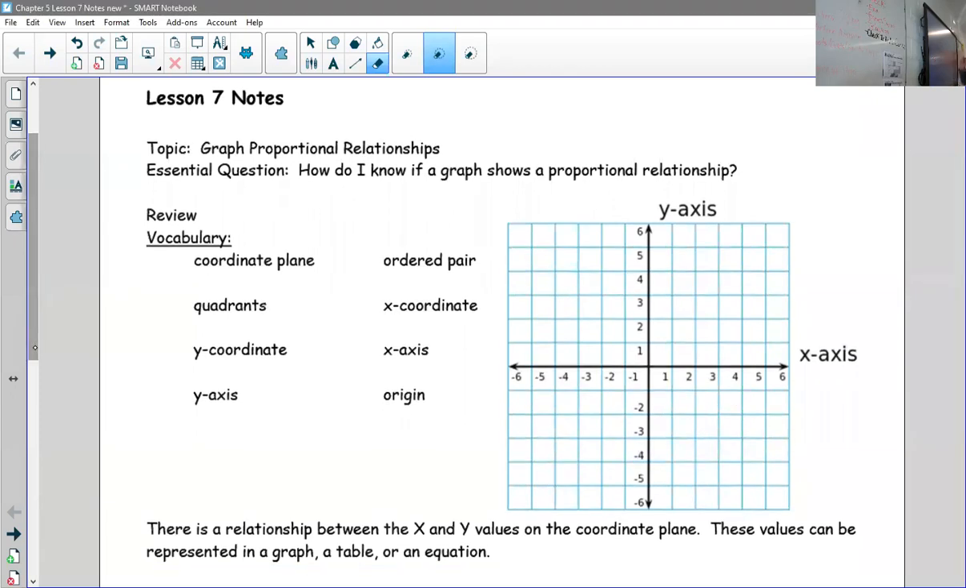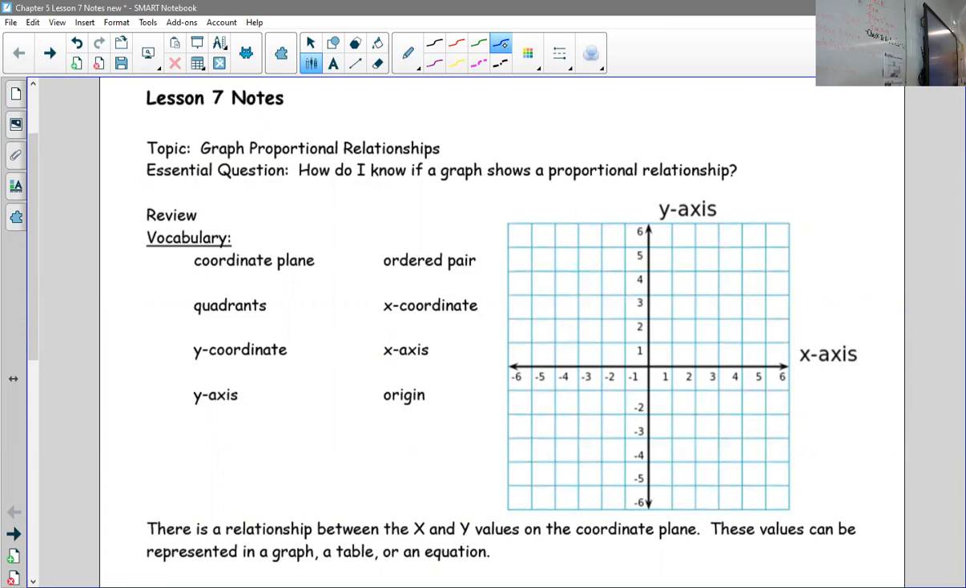So since we're talking about graphs today, we're going to review some key vocabulary words that hopefully you guys are somewhat familiar with. The first one is the coordinate plane. The coordinate plane is this whole image to your right over here on the right of the page with the graph and the y-axis and the x-axis. That's all the coordinate plane.